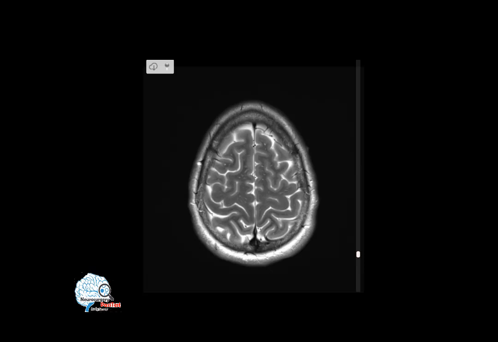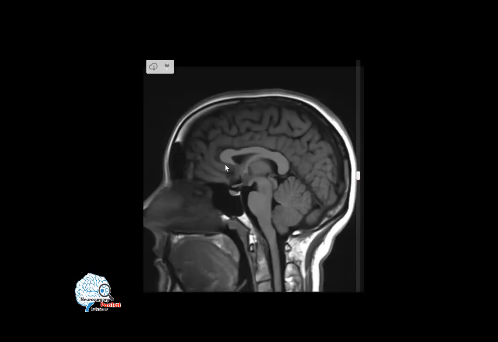If we go to sagittal, it looks easier here. The cingulate sulcus, you just follow that, and once it kicks up, it's called the marginal sulcus, and just anterior to that will be the central sulcus.